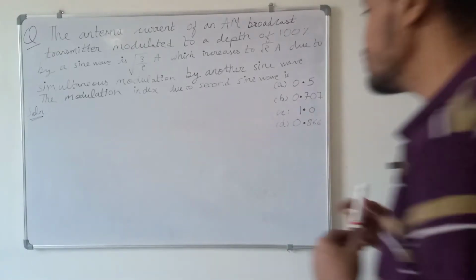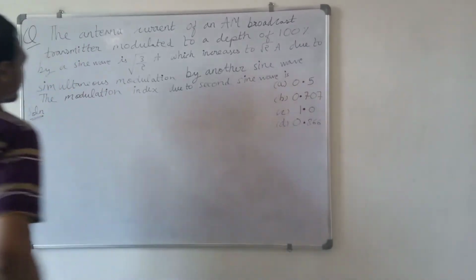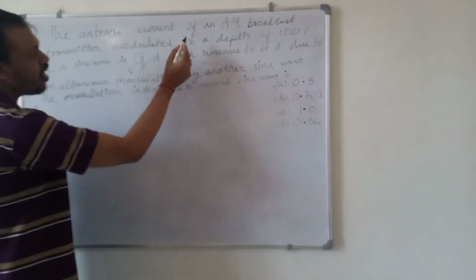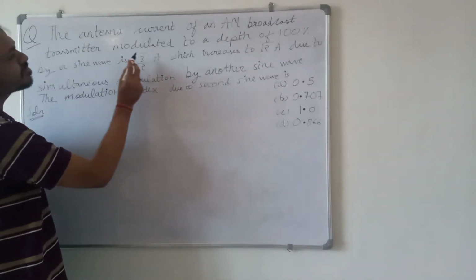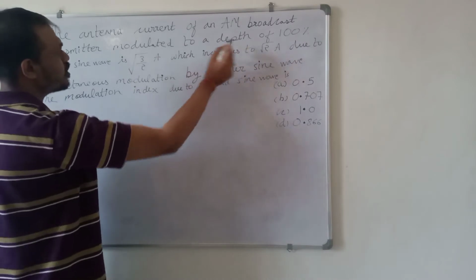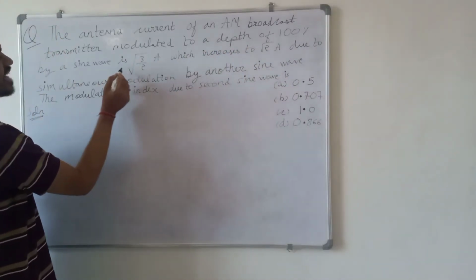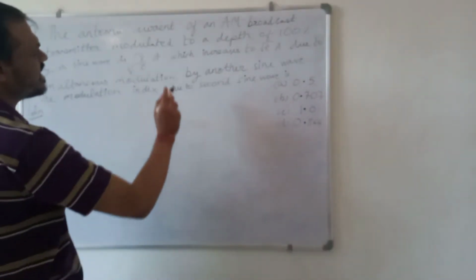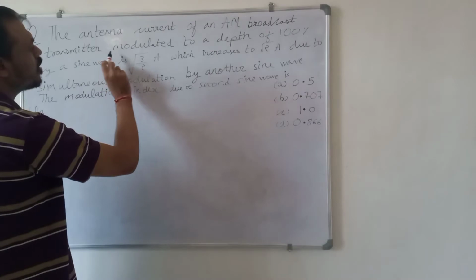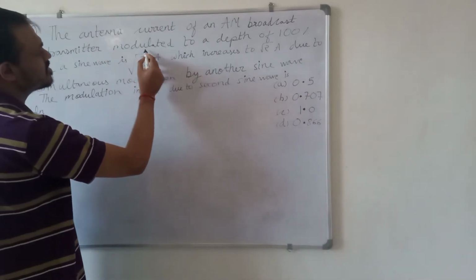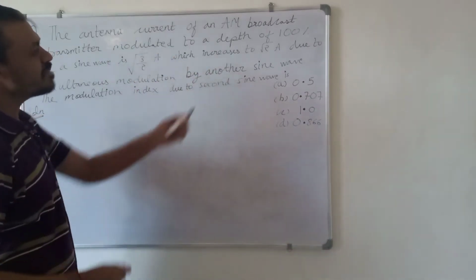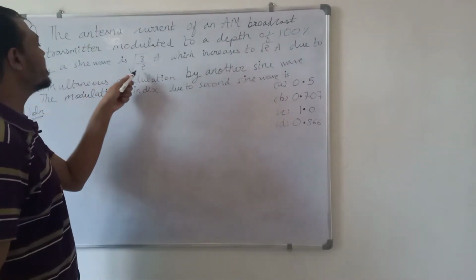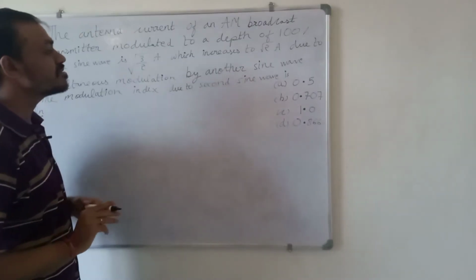Welcome. In this video we are doing a question on multi-tone amplitude modulation. It says that the antenna current of an AM broadcast transmitter modulated to a depth of 100% by a sine wave is root 3 by 2 ampere. So there is an AM broadcast transmitter modulated with a modulation index of 1, because it says a depth of 100%, and its current is root 3 by 2 ampere.